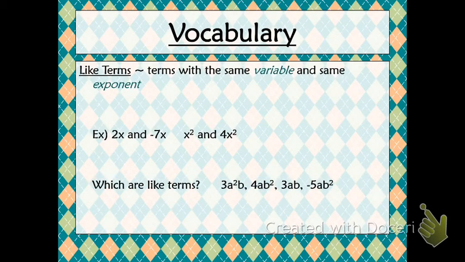So here's a list of terms. 3a squared b, 4ab squared, 3ab, and negative 5ab squared. If we want to find the ones that are like terms, we're looking for the variable part to be exactly the same. That would be the 4ab squared and the negative 5ab squared. They both have an ab squared.